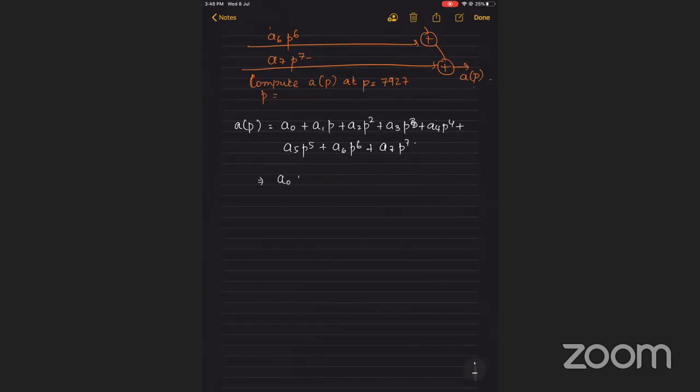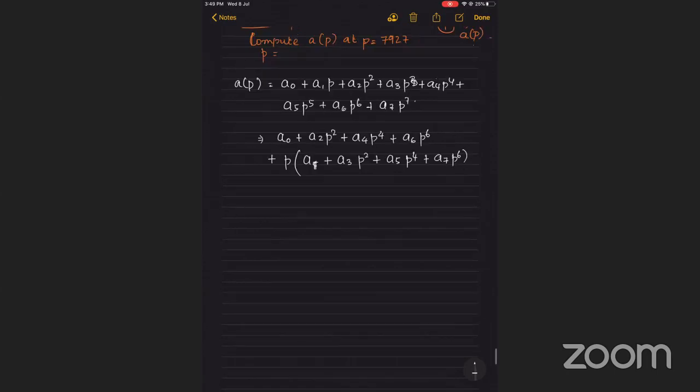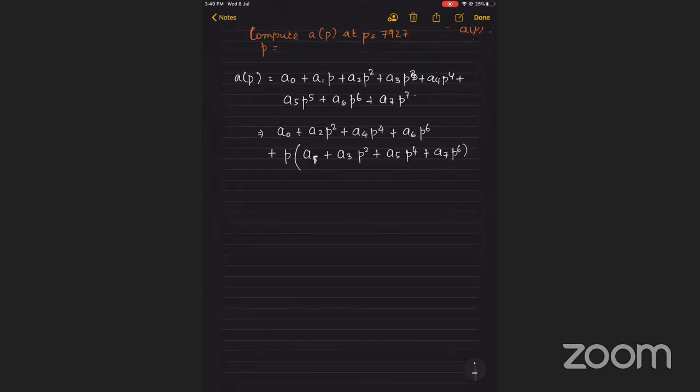Let us see what to do. Let me do this: A0 plus A2P square plus A4P power 4 plus A6P power 6, plus P into A1 plus A3P square plus A5P power 4 plus A7P power 6. I have done some jugaad where I collected all the even index terms together and all the odd index terms together. Pulling a P out, I see something interesting here.